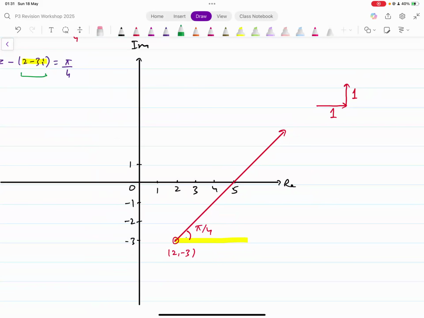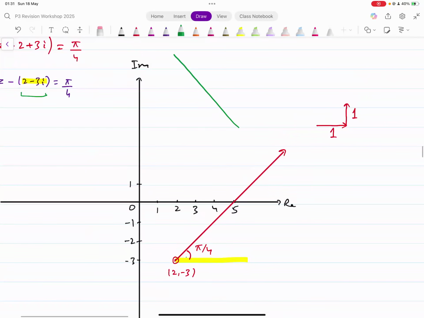Similarly, minus pi over 4 will be 45 degrees in this direction. 3 pi over 4 will be 45 degrees in this direction. So whatever is the distance you are traveling in one direction, it should be the same distance that you're traveling in the other direction. That's important for pi over 4 degree lines. Yes, that's what I said earlier as well.